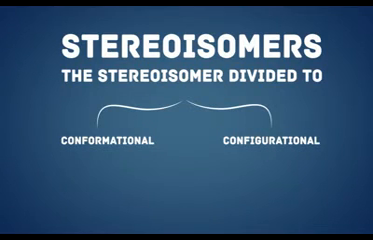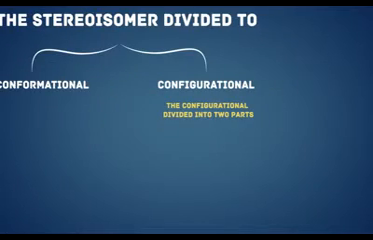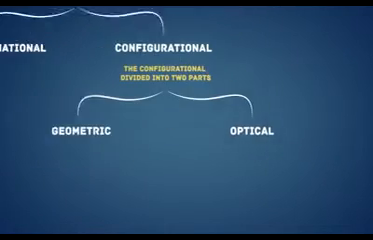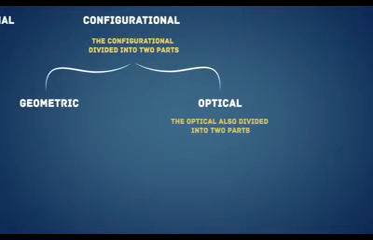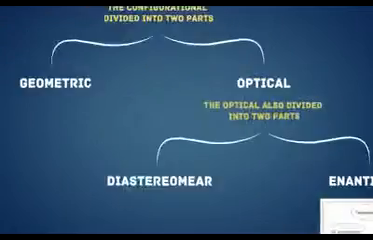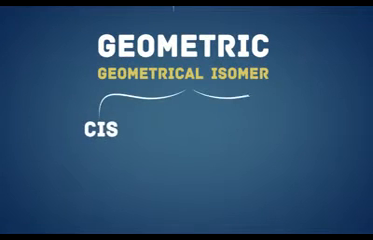Conformational means the compounds can be interconverted by rotation about a single bond. Configurational means the compounds cannot be interconverted by rotation about a single bond. Divided into geometric and optical. Optical isomers have no double bond. Divided into enantiomers and diastereomers. Geometric isomers have a double bond. Divided into cis and trans.